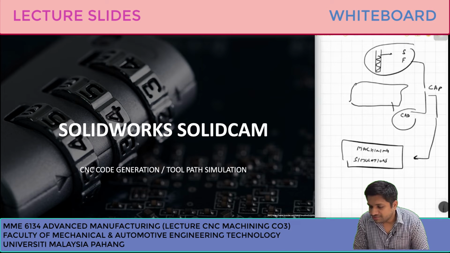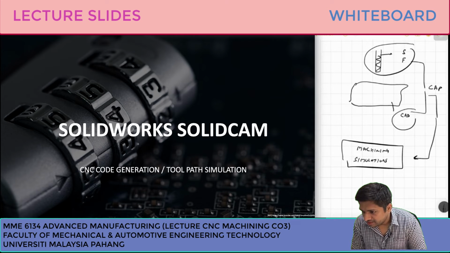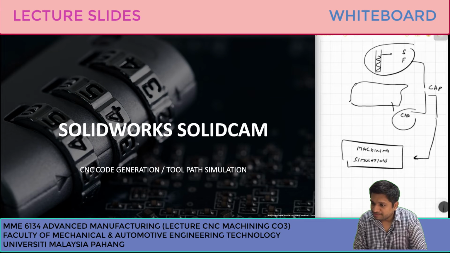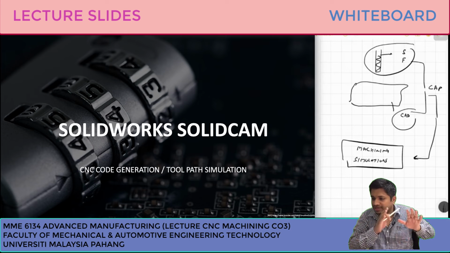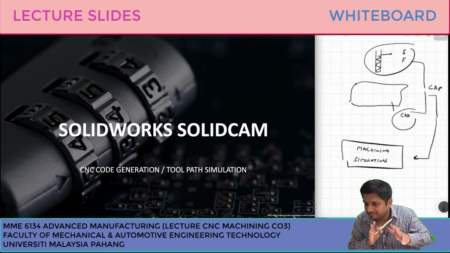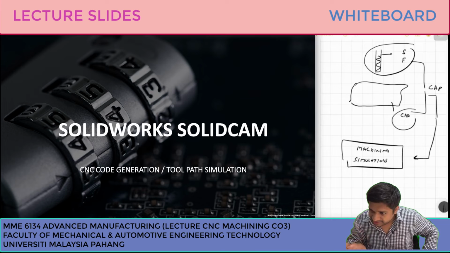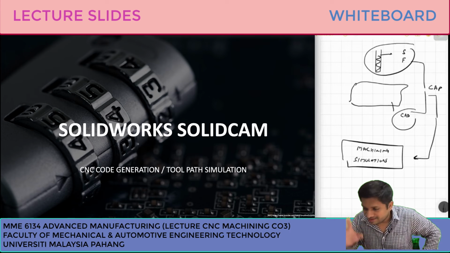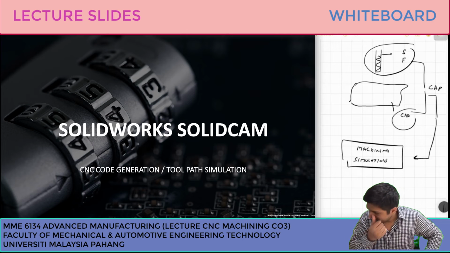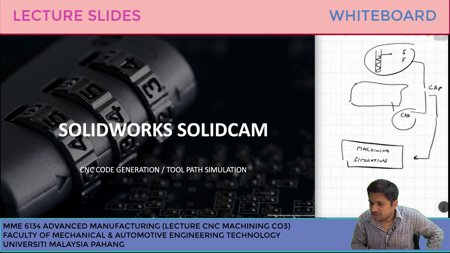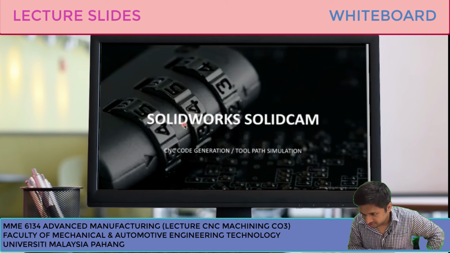As an example, today I am going to show you SolidWorks software, which has a module called SolidCAM. SolidWorks is a complete manufacturing package which includes computer aided design, computer integrated manufacturing, and computer aided manufacturing. Everything is included. With the help of SolidCAM in SolidWorks, I will show you how the CAD model is translated into the final simulation or final machining operation.